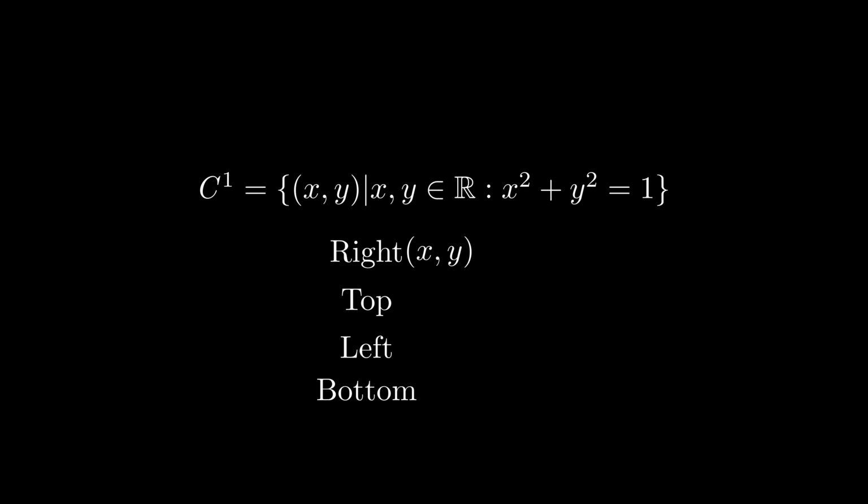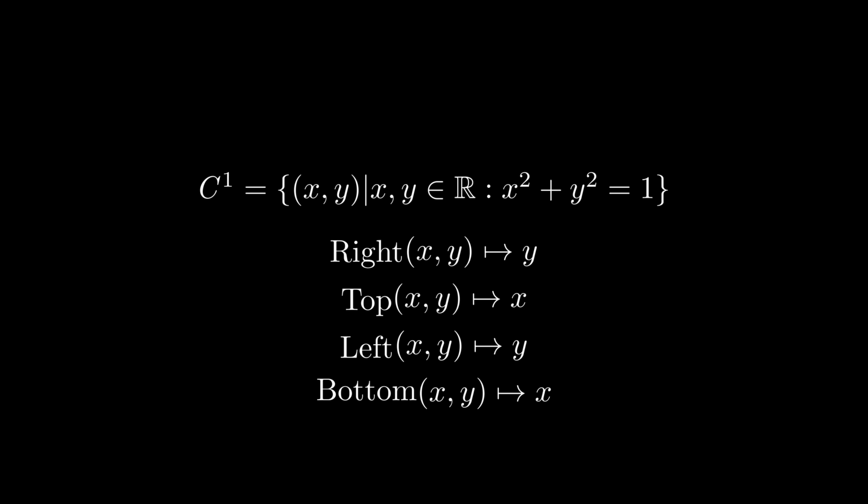The right chart takes a tuple xy and maps it to y. The top chart takes a tuple xy and maps it to x. The left chart takes a tuple xy and maps it to y. Finally, the bottom chart takes a tuple xy and maps it to x. It is important to note that this is not the only way to define charts.